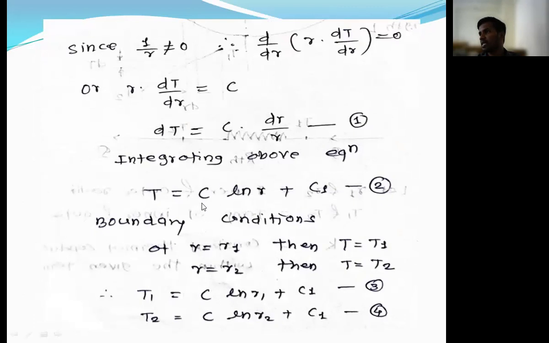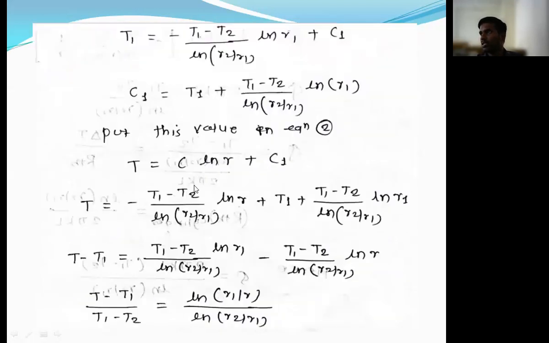Now we have got C and we have got C1. So whatever the value of C and whatever the value of C1, we have to put those values into this equation. Okay, put them in that equation. What is our equation number 2? T is equal to C into ln of R plus C1. This is equation number 2. In this we have to put the values of C and C1. Okay, so all of you put the value of C and C1 into this equation.